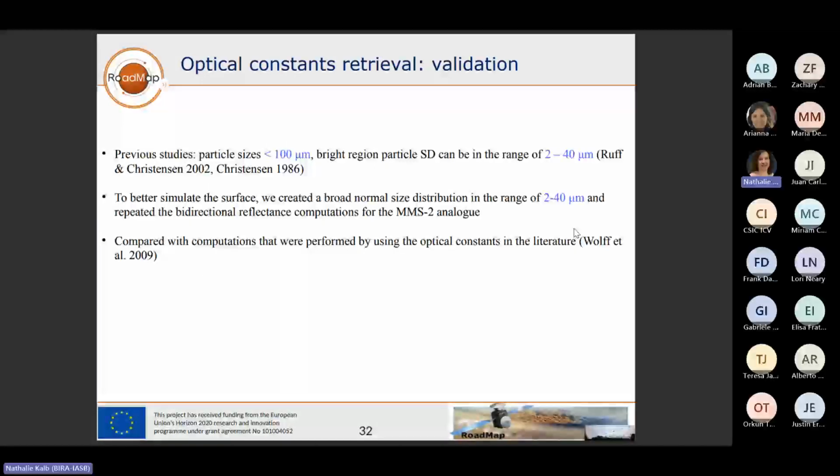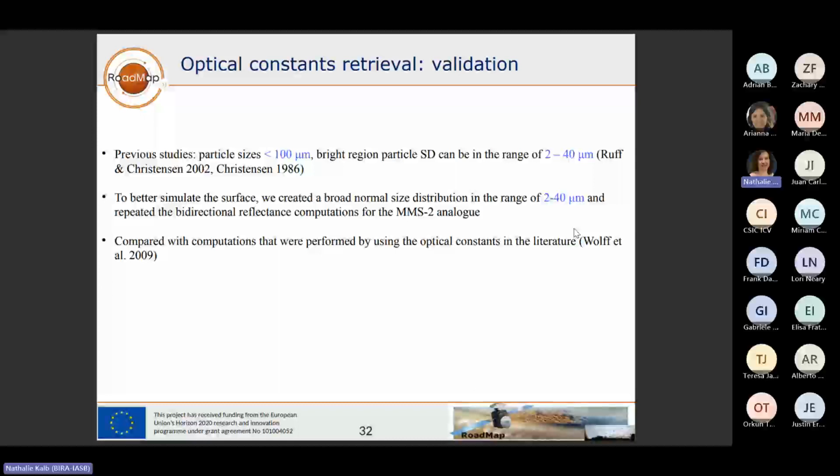Now, the next step was to use a proper size distribution for these computations. Previous studies have shown that the particle sizes are usually below 100 micrometers in bright regions, but even in the range of 2 to 40 micrometers, so really small. And to better simulate the surface, we actually used a power law size distribution in the range of 2 to 40 micrometers.